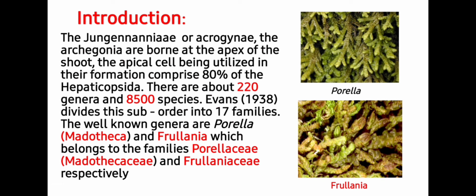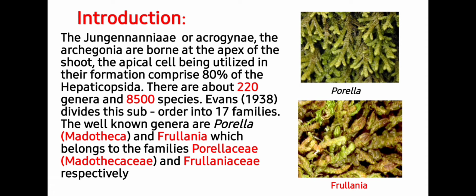Students, you know very well, acrogyny is the group where the apical cell is utilized in the formation of archegonia. So in Jungermanniales acrogynae, the archegonia are borne at the apex of the shoot and the apical cell is utilized in their formation. It comprises 80% of the Hepaticopsida, and there are about 220 genera and 8500 species.